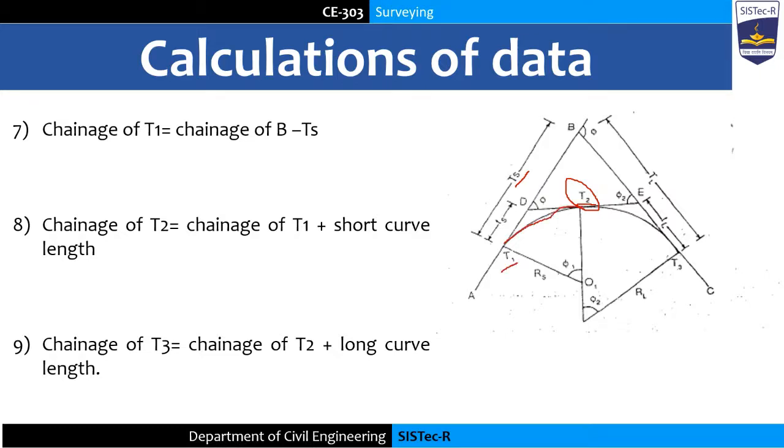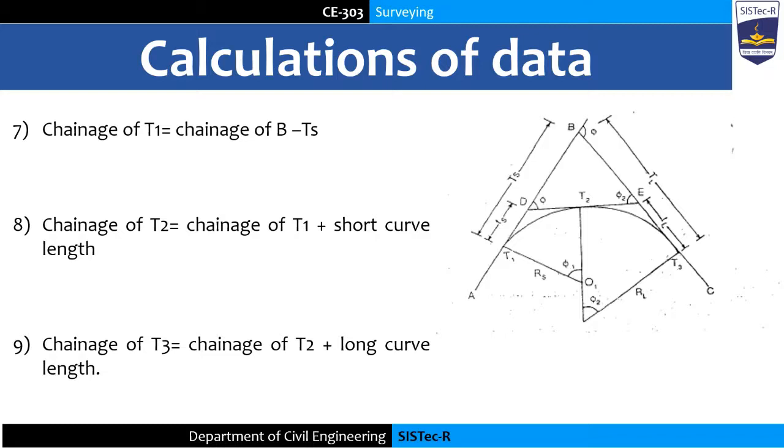This is the short curve. So chainage of T2 will be equal to chainage of T1 plus short curve length. Similarly, when it comes to T3, chainage of T3 will be equal to chainage of T2 plus long curve length. So in this way we have calculated the chainage for all these 3 points.